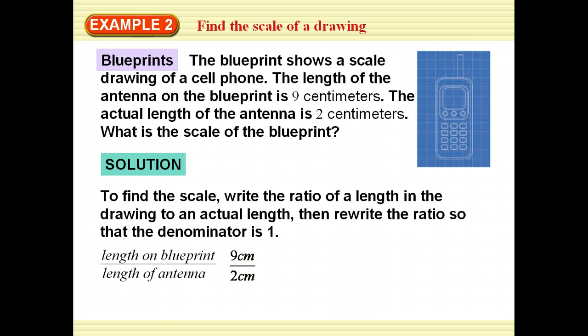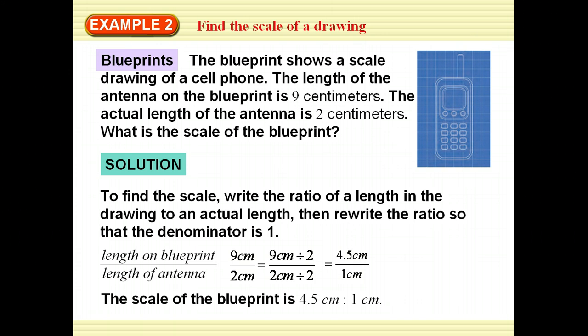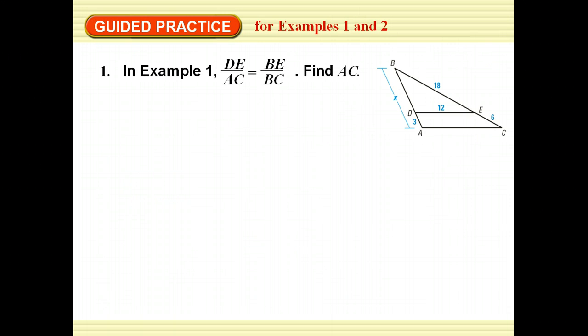So in this case, 9 centimeters over 2 centimeters, when we reduce that by dividing both by 2, we get 4.5 centimeters to 1 centimeter. So that would be our scale. Every 4.5 centimeters on the drawing is actually equal to 1 centimeter in the actual cell phone.